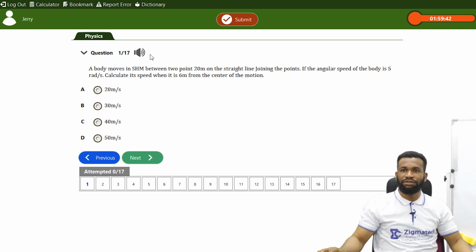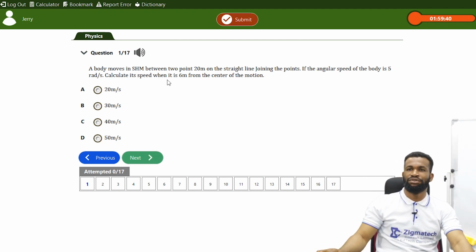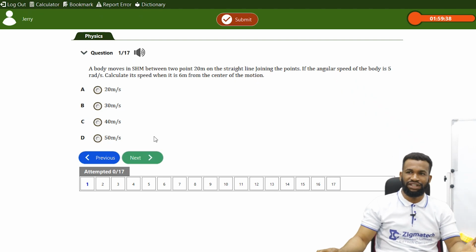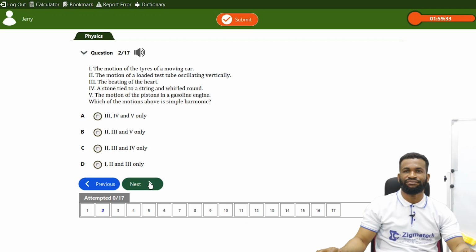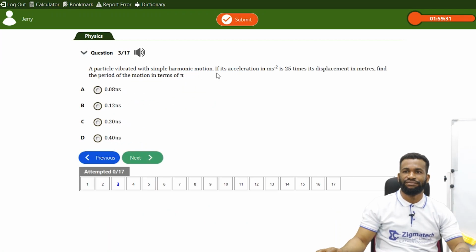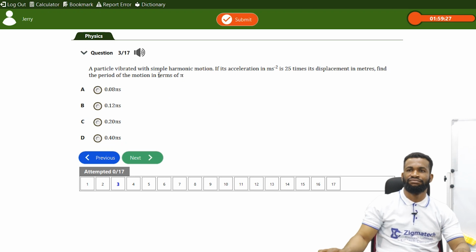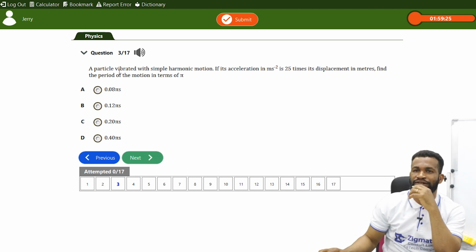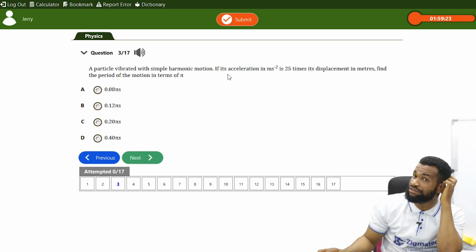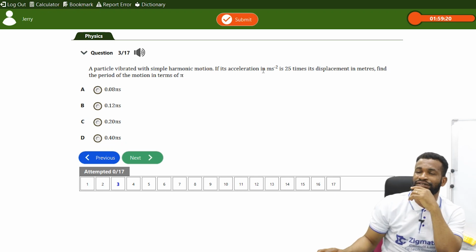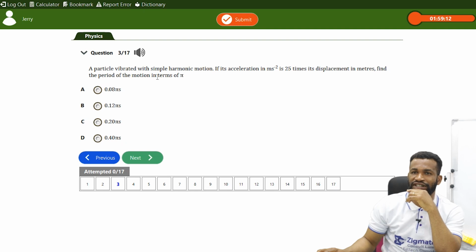We said that a body moves in simple harmonic motion between 2 points. Not really talking about simple. Let's take another one. A particle vibrates with a simple harmonic motion. If its acceleration in meters is 25 times its displacement in meters, find the period of the motion in terms of pi.